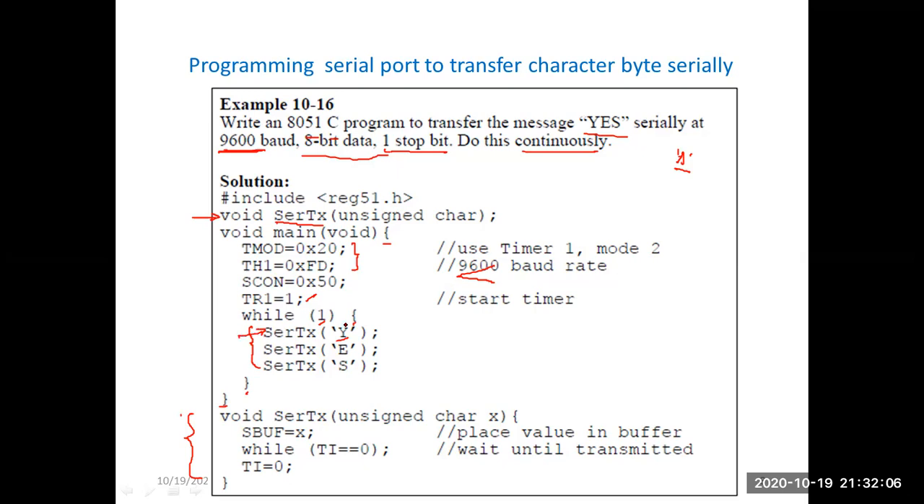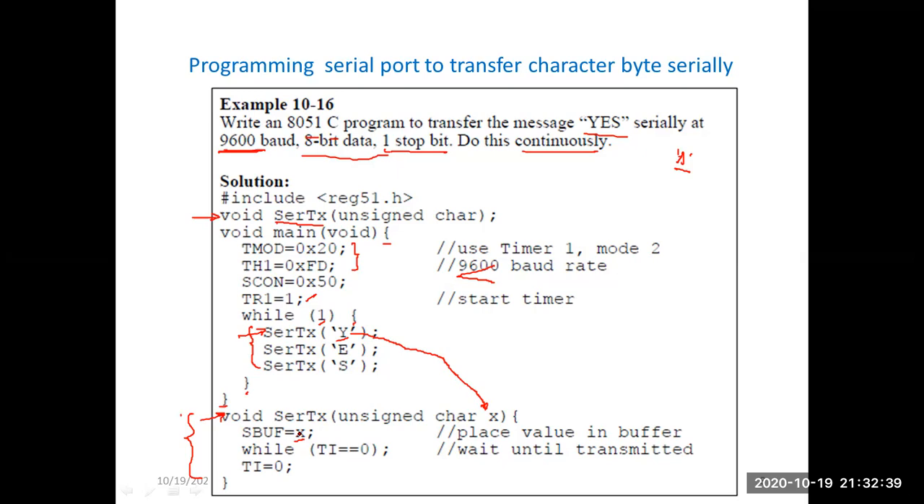When this function call takes place, the y character will get assigned to the variable x in this function, and control will get transferred here, and this function will be executed. So now x has the ASCII code of y. Now SBUF = x; means whatever value is there in x, that is the ASCII code of y, we are loading into SBUF.